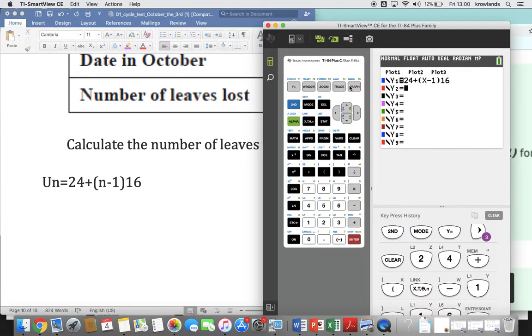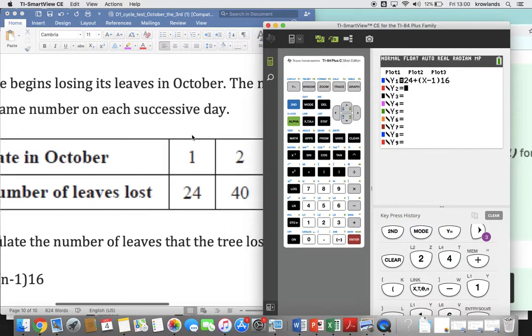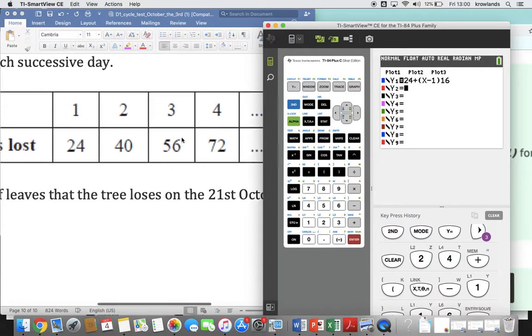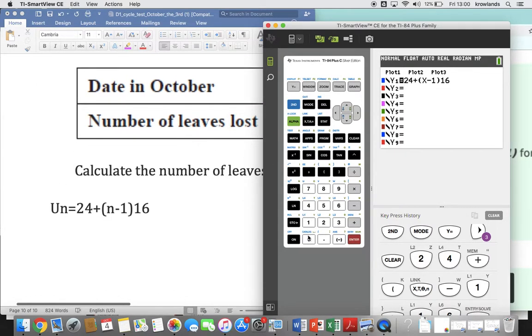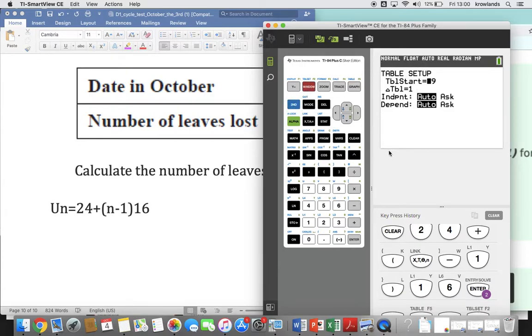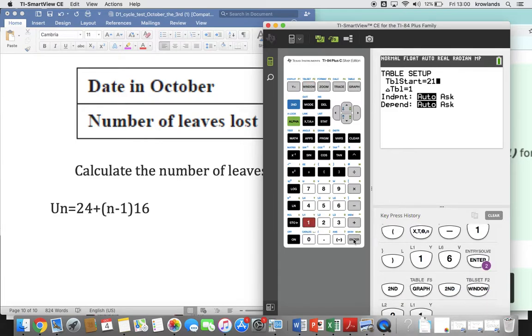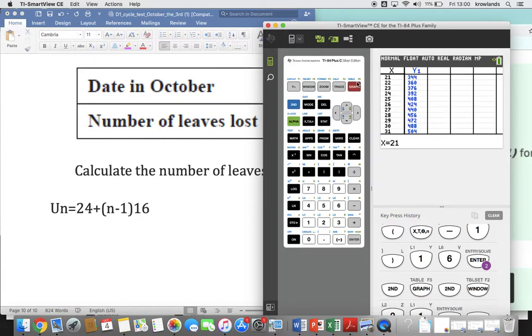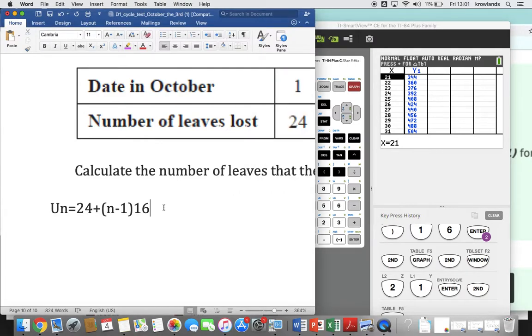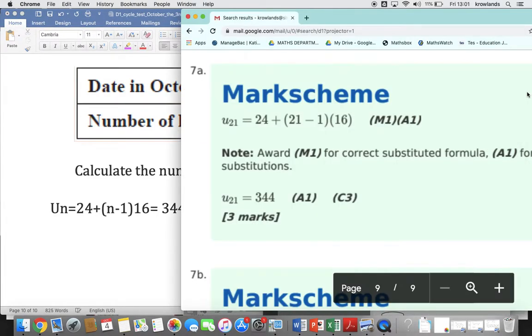And I want to see what the table looks like, because we want to see what happens on the 21st of October. So I'm going to click enter, and then I'm going to click second table, and this time it's starting at 89. We don't want this, so I'm going to change the format of the table. So go back onto table set, and actually I'm going to start at 21 because that will be giving me my answer. Second table, there we go. On 21st of October it loses 344 leaves, so our answer is 344.